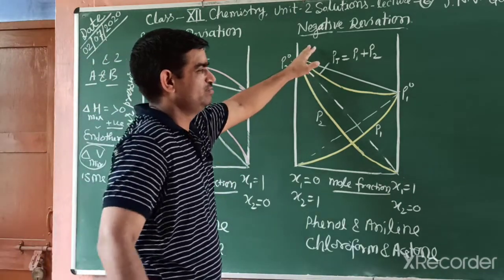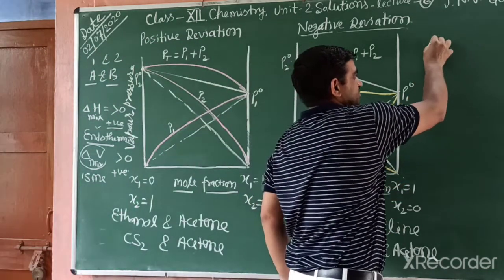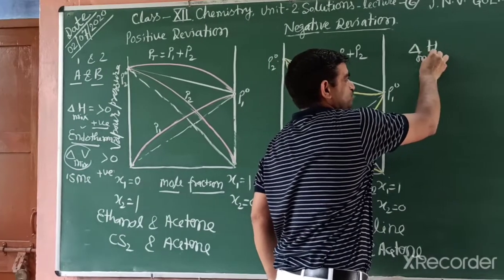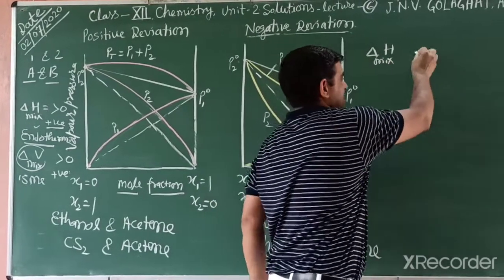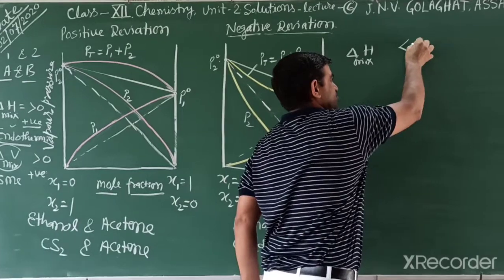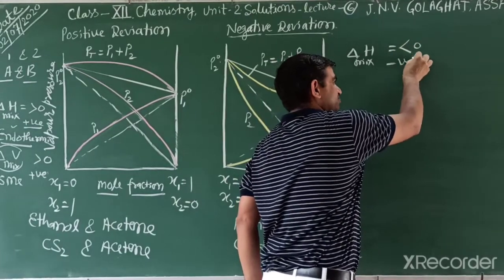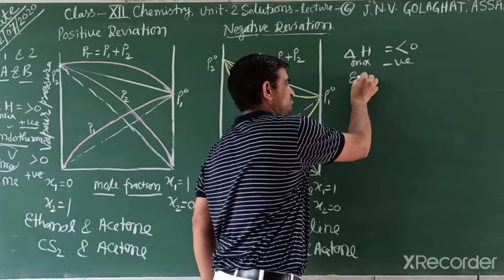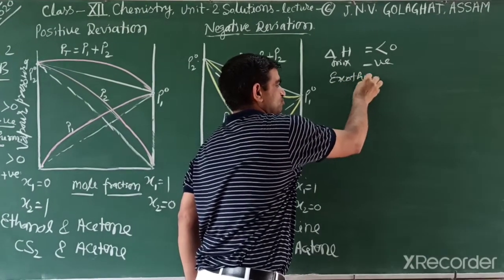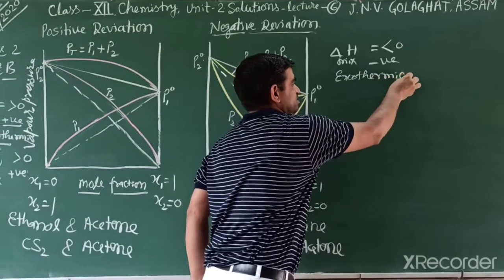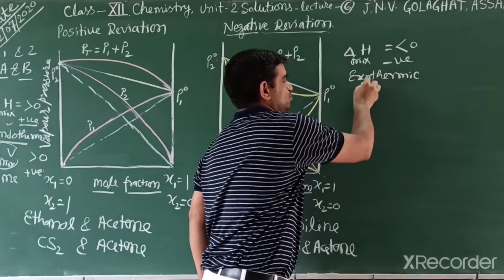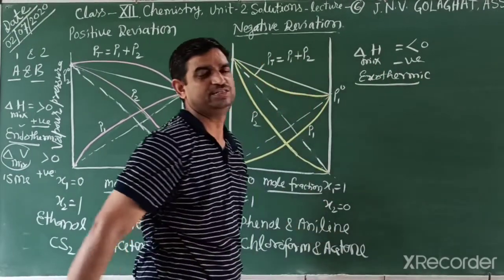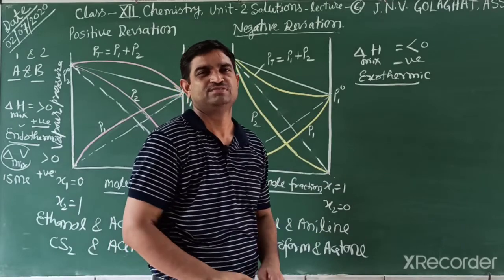And the other one, negative deviation: if you mix both components and the enthalpy of mixing is less than 0, you can say negative value. We can say exothermic. Exothermic means energy is released out into the surroundings. So that solution shows a negative deviation.